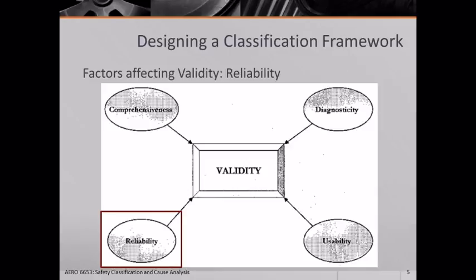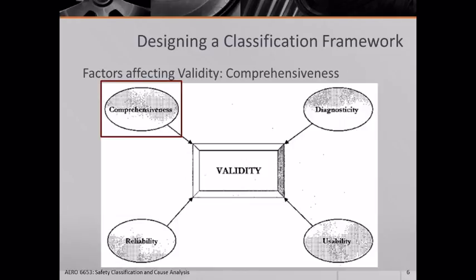Or you could measure reliability by what Wigman and Chappell in your text call Cohen's kappa. Cohen's kappa is a way to measure the level of agreement among independent analysts that's in excess of that which may be obtained by chance. Wigman and Chappell go into more depth into Cohen's kappa. Comprehensiveness refers to the extent by which a framework captures all the key information surrounding an accident.